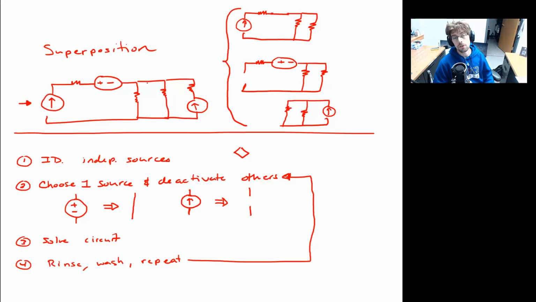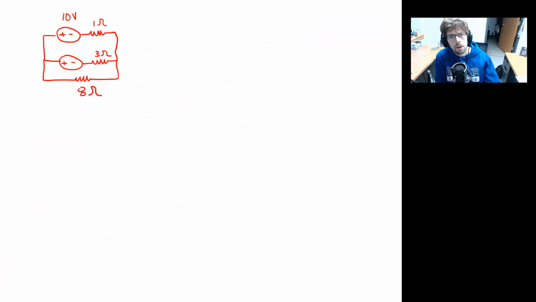Now, you say, how do I analyze these circuits? By whatever means you find the most convenient. Once you break it into a single source circuit for each of these three cases, then you're free to choose node voltage, mesh current, KVL, KCL, combining resistors or just straight out Ohm's law. You're more than welcome to choose whatever method you want at that point. So let's go ahead and do our example problem with our favorite circuit here.